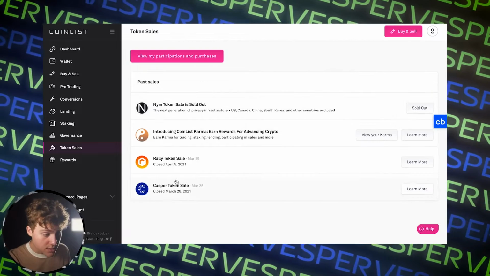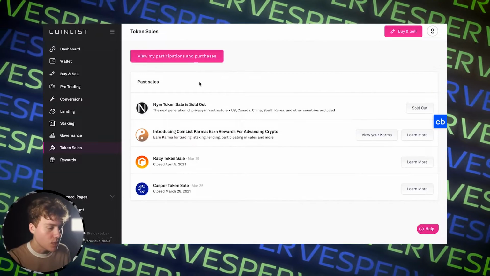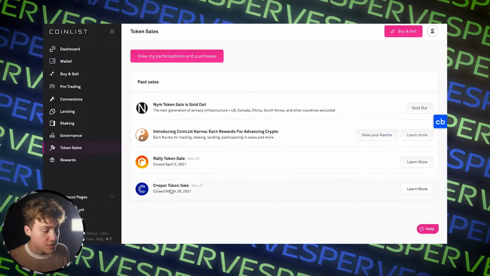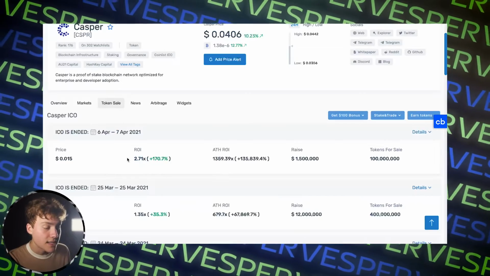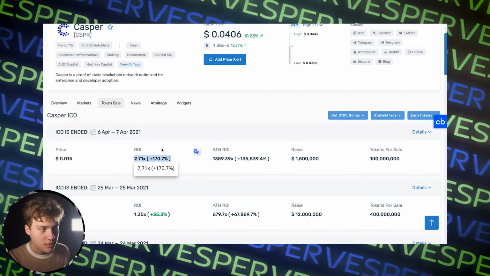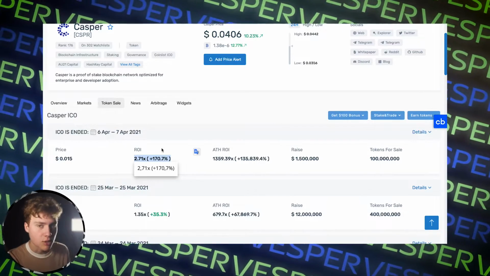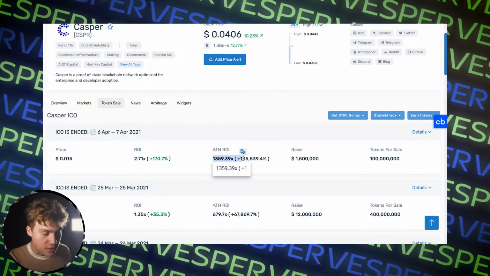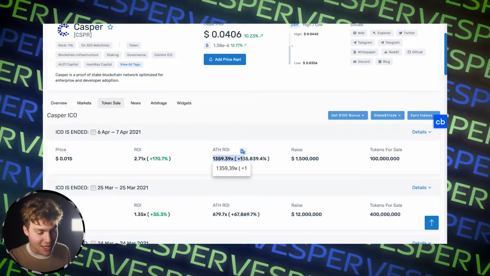One of the recent ones was IDO, ICO, which I did participate in. And if we look at some previous examples, for example, Casper, we can see that right now it is at 2.7 ROI, which means that if you put in like $200, you basically got over $500, but the all-time high ROI was over 1,000x, which is crazy high.